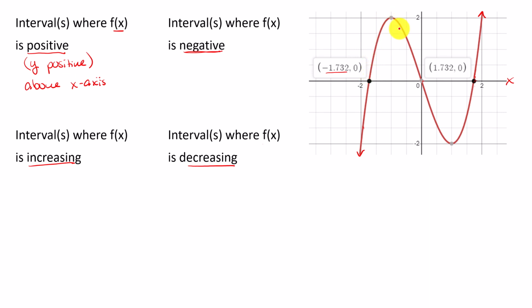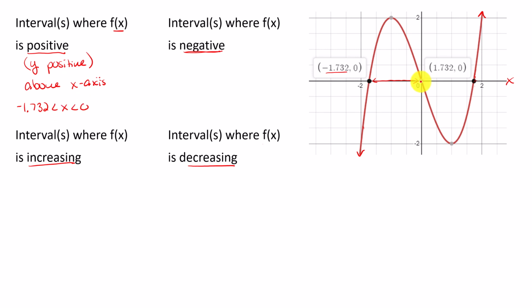And I'm still above the x-axis. So my y values are still positive until I get here. So between this location, this x value, and this x value, I'm above the x-axis. So we would say when x is between negative 1.732 and 0.